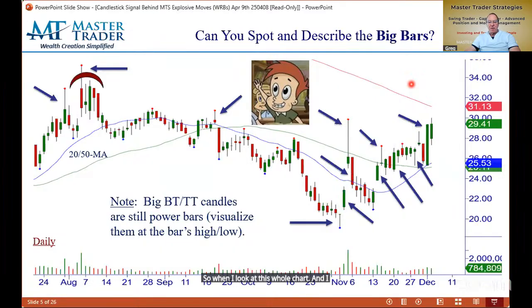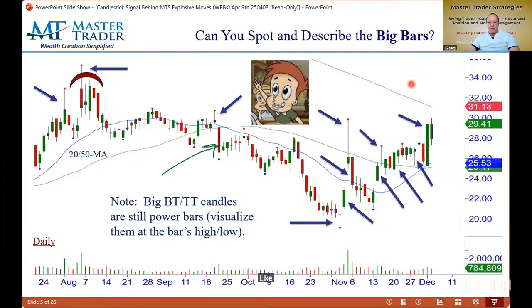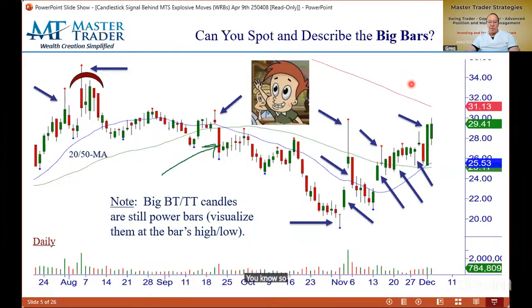So when I look at this whole chart and I look at some of these big bars, some of them jump out at me, especially this one, like I get that one 100%. Whereas some of the others, it's just kind of messy, so it doesn't really tell me to get ready to act. But what they do communicate is some uncertainty. We can get into looking at different stuff.